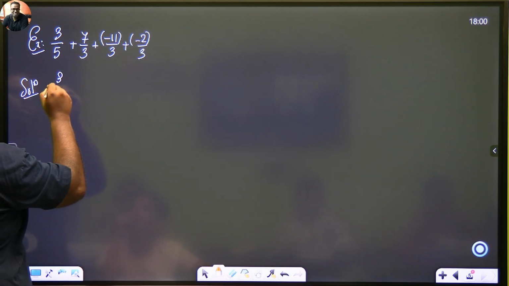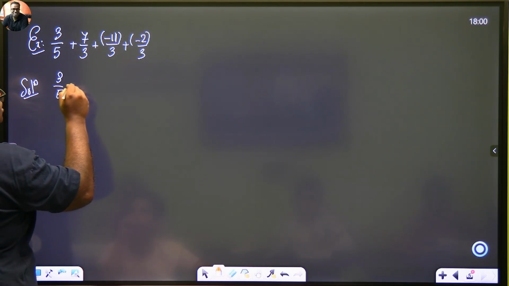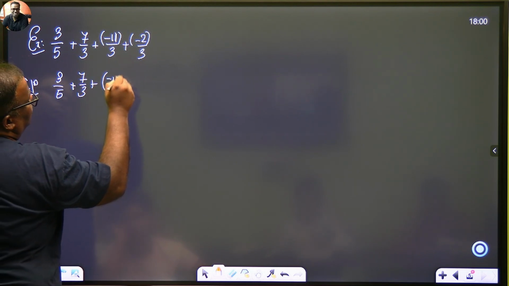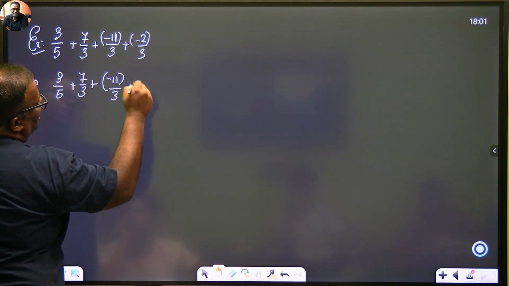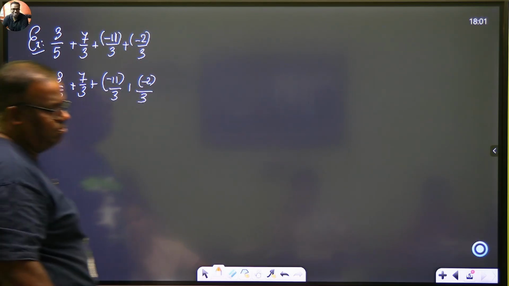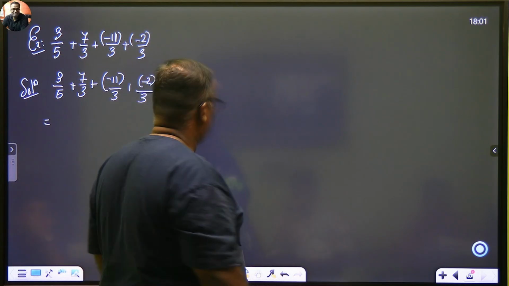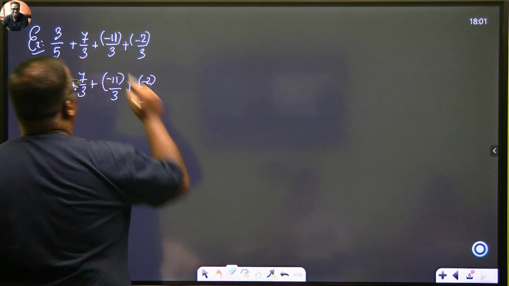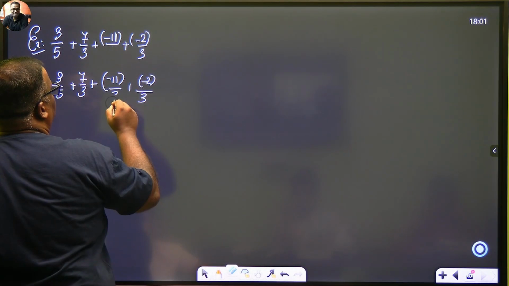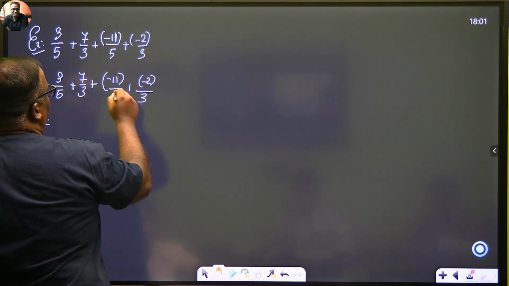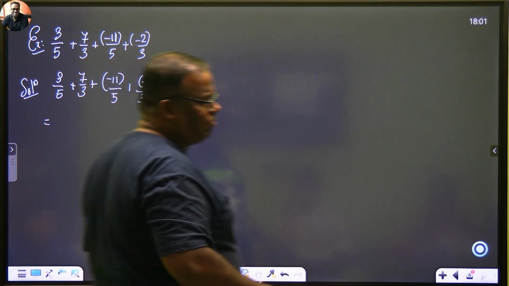So we start with our solution. Our solution is 3 upon 5 being added with 7 upon 3, being added to negative 11 upon 3, being added to negative 2 upon 3. So our next step should be LCM. We have 5, 3, or we have a 5 and a 3. Sorry, there's a small mistake. This is 5. So we have 5, 3, 5, 3 repetition.